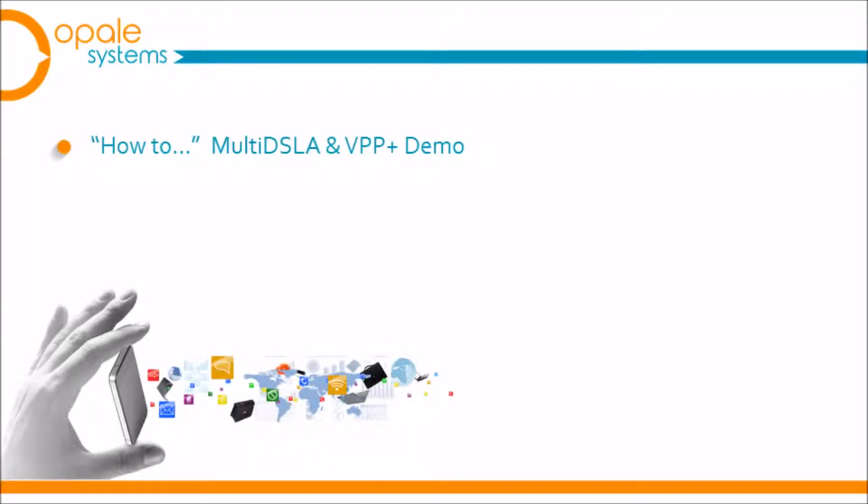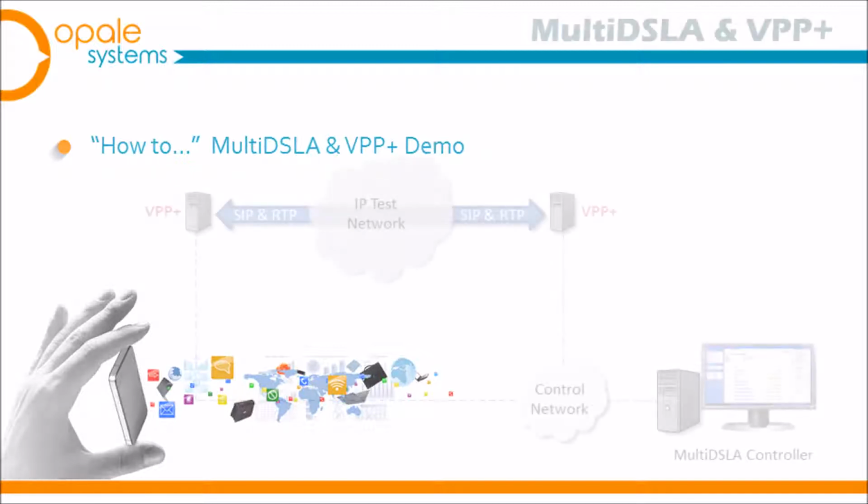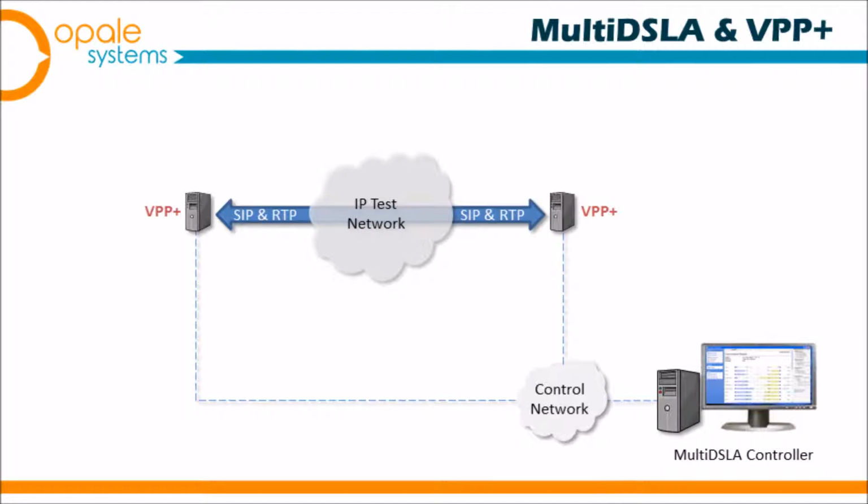Hello and welcome to this Opale Systems demonstration of the MultiDSLA test system with the VPP Plus Advanced SIP client. VPP is Voxport Packet. This client may be thought of as a reference SIP phone. For testing purposes, it makes and receives SIP calls either between other similar clients or with other SIP entities. It may work with or without a SIP server.